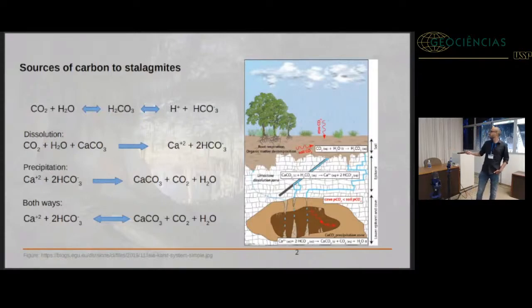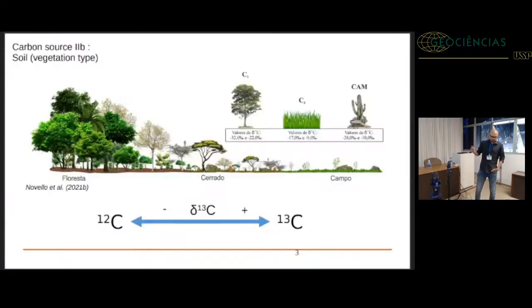Well, we have CO2 in the soil, and then we also have CO2 in the atmosphere. The amount of CO2 in the soil is much higher than in the atmosphere, so its importance is much higher. But there is a small contribution from the bedrock, the limestone, and also from the atmospheric CO2. So first, let's talk about the CO2 in the soil. Where does CO2 in the soil come from? Pretty much from the organic matter, which comes from the vegetation.